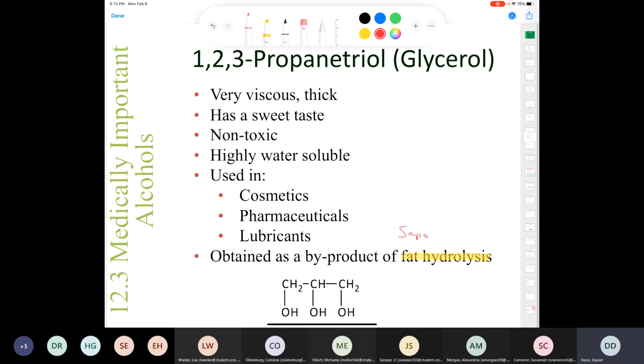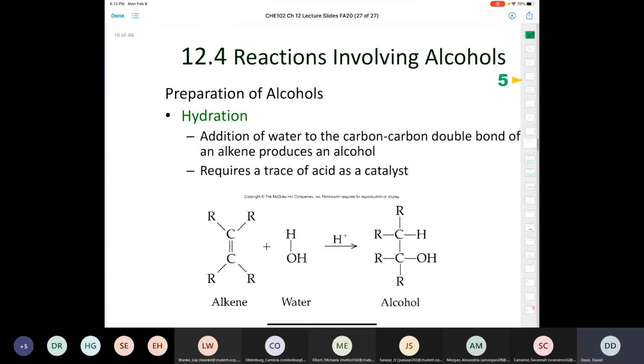It's called saponification. Anyhow, that's something that we won't learn until maybe chapter 14 or 15. Something to look forward to. All right, let's move on to section 12.4, which deals with reactions of alcohols.